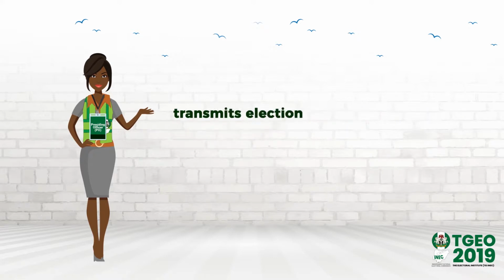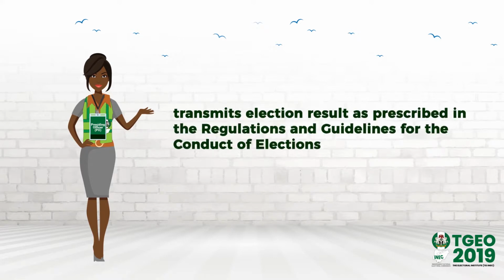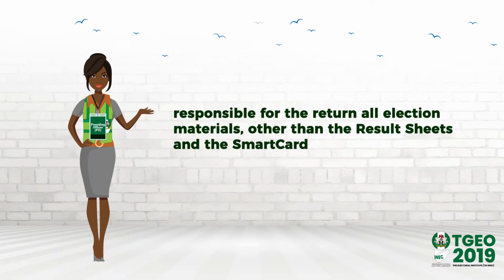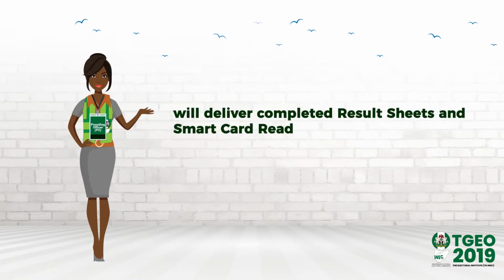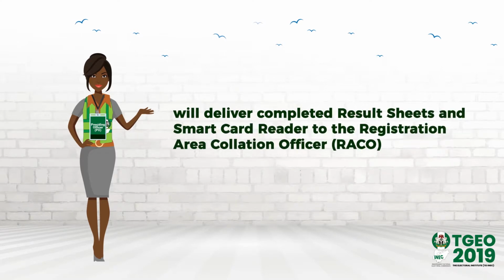Transmit election results as prescribed by the Commission. Responsible for the return of election materials and equipment to the Supervisory Presiding Officer and Registration Area Collation Officer, RACO. Will deliver completed result sheets and card reader to the Registration Area Collation Officer, RACO.